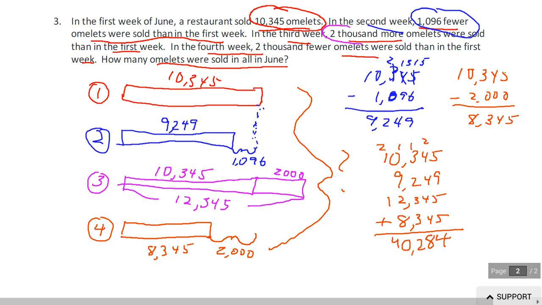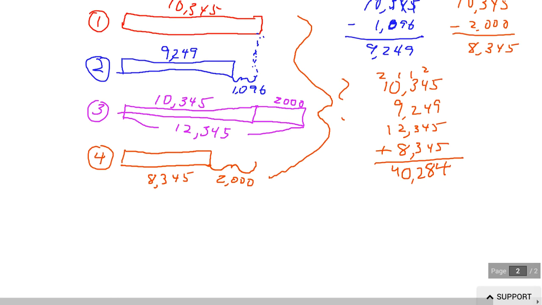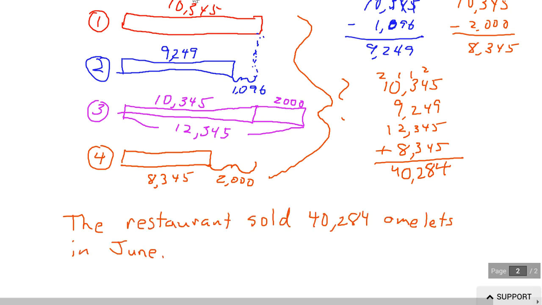Alrighty, how'd you do in adding those 4 numbers together? Well, I got 40,284. So now we can just write our sentence. And our sentence is, the restaurant sold 40,284 omelets in June. All right, so there you go. Well, that's it for this problem set.